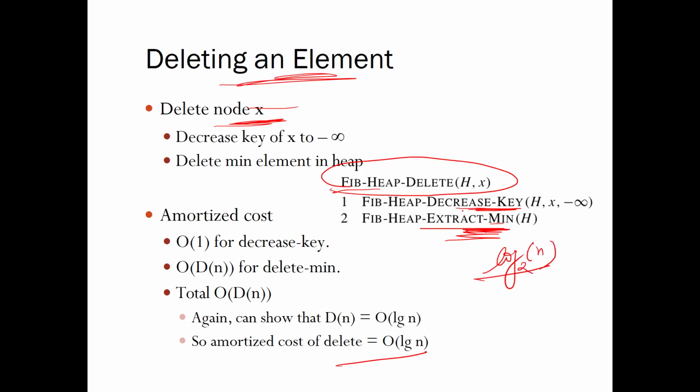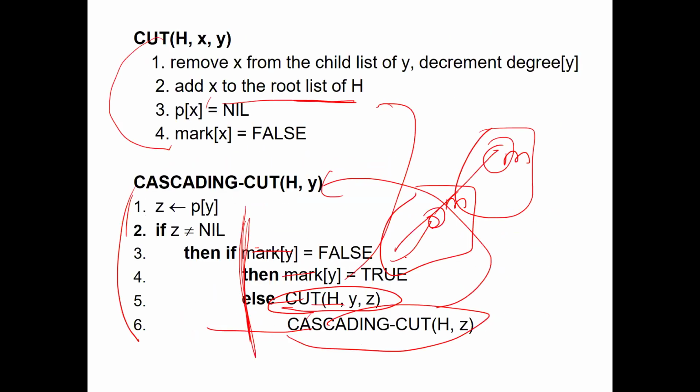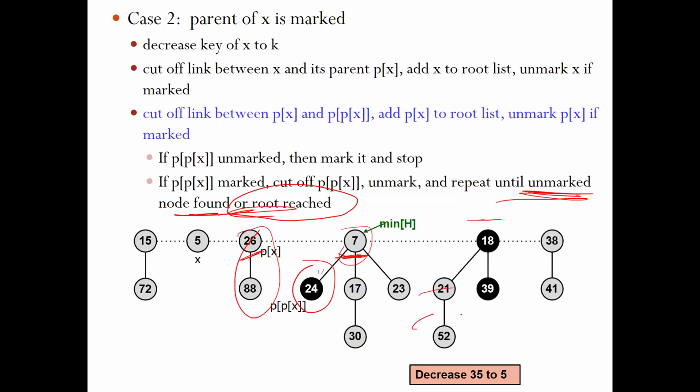Okay, so why do we decrease the key when we are trying to delete something? We decrease it so that it becomes minus infinity, and then you extract that minimum. That is the easiest way of deleting it. Suppose you want to delete a key that is somewhere below, say 52 or 21 in between. What you do is first you reduce it to minus infinity.